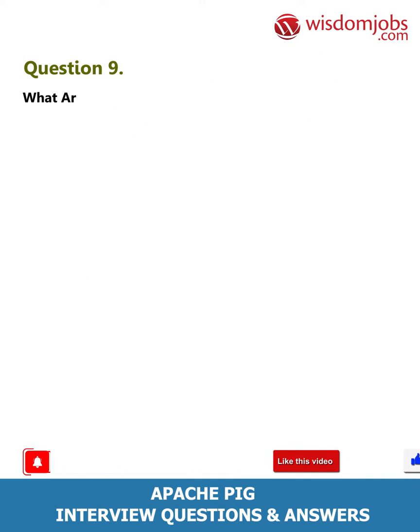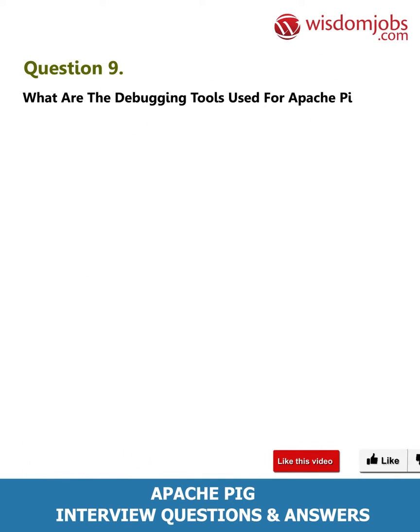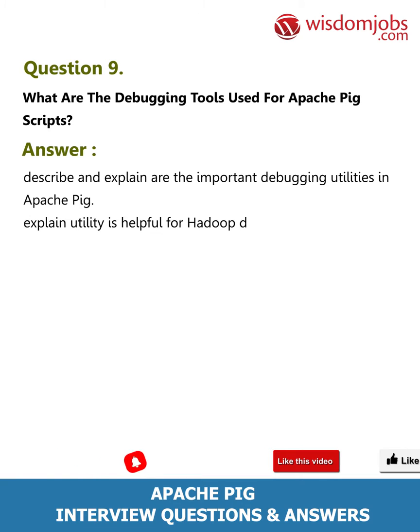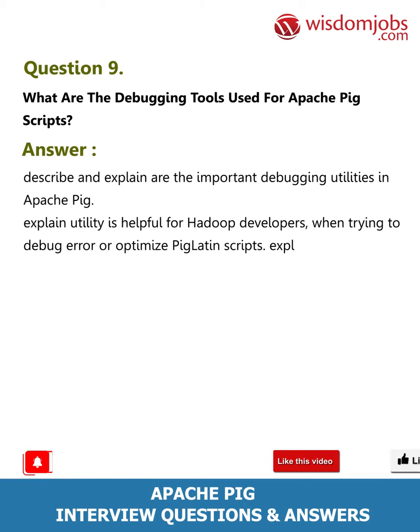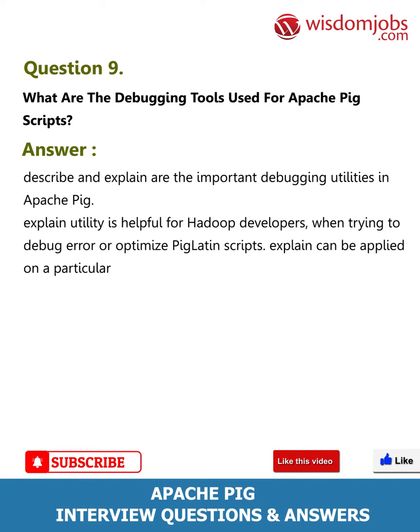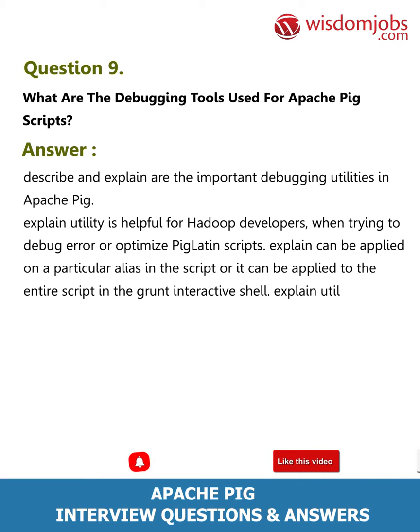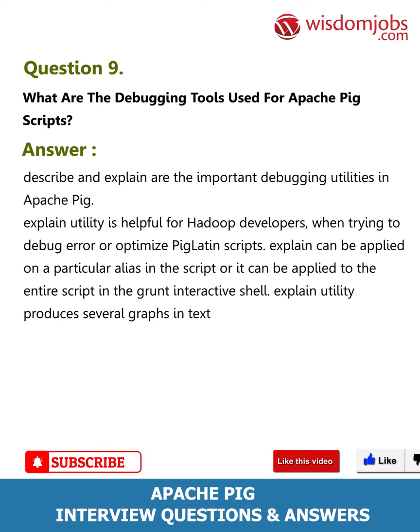Question 9. What are the debugging tools used for Apache Pig scripts? Answer. Describe and explain are the important debugging utilities in Apache Pig. Explain utility is helpful for Hadoop developers when trying to debug errors or optimize Pig Latin scripts. Explain can be applied on a particular alias in the script, or it can be applied to the entire script in the Grunt interactive shell. Explain utility produces several graphs in text format which can be printed to a file.